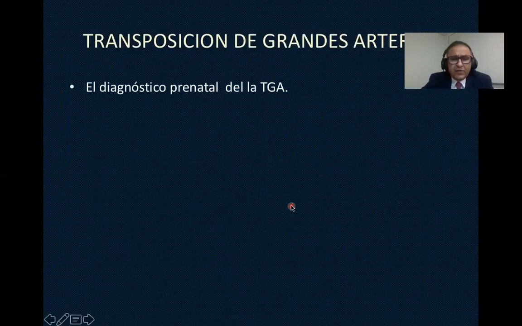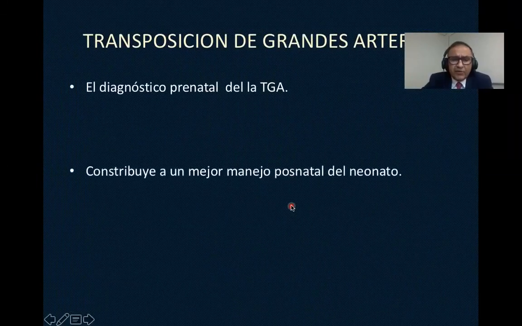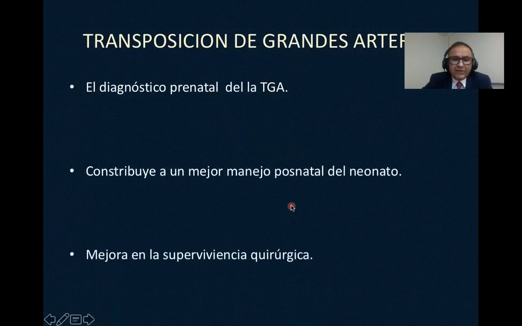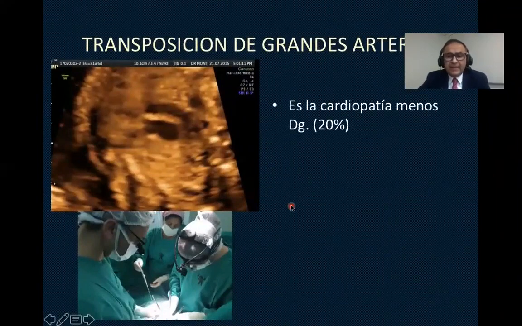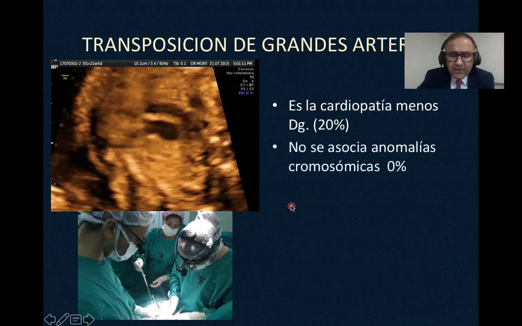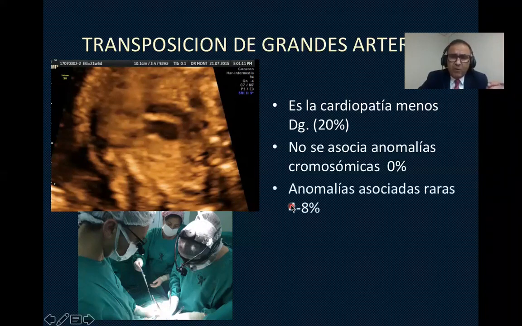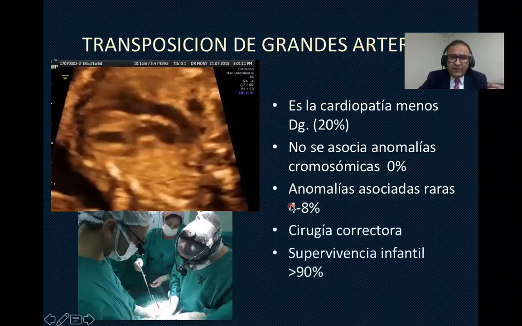We can say that the prenatal diagnosis of TGA contributes to better postnatal management of the newborn and improves surgical survival. Transposition of the great arteries is the heart condition least often diagnosed on the 21 to 24-week anatomy ultrasound. Worldwide, the diagnosis rate is only 20%, and this is because it is a congenital heart condition that is not associated with chromosomal abnormalities, and also is not, or only very rarely is, associated with extracardiac abnormalities. The surgery is corrective and has an infant survival rate of over 90%.